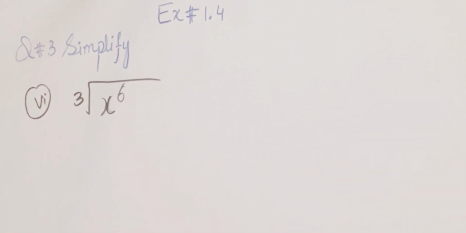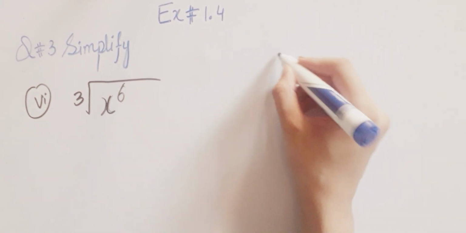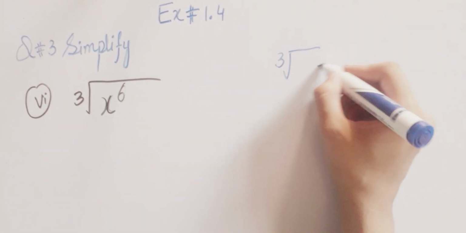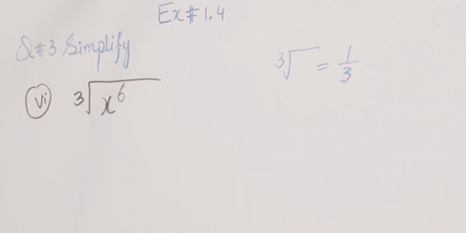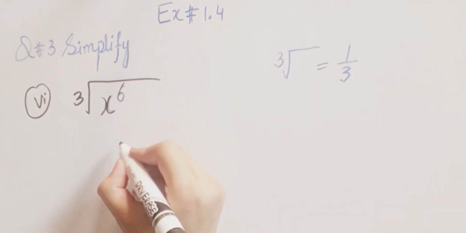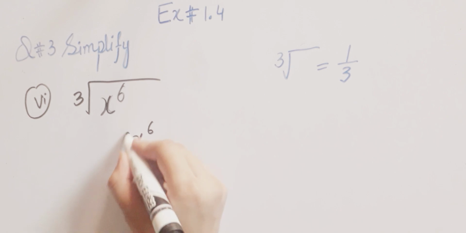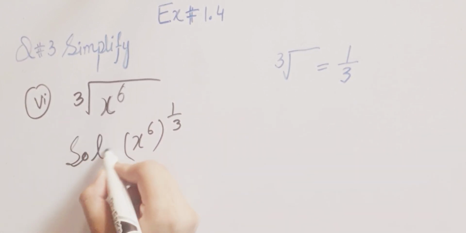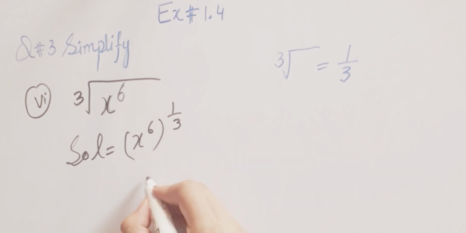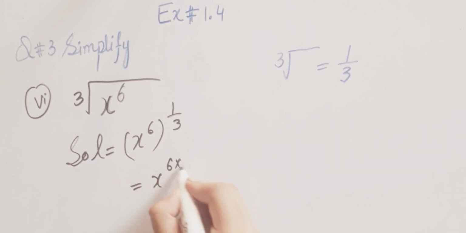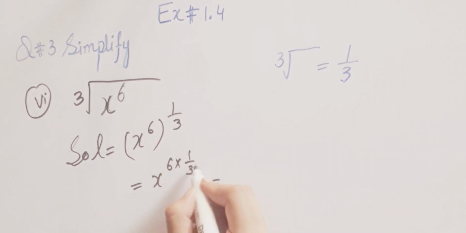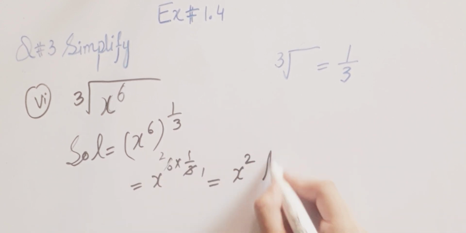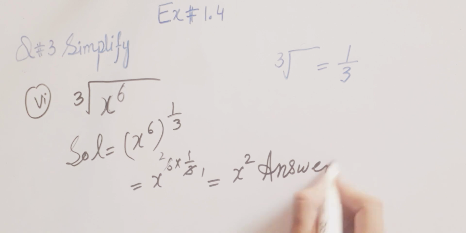Now we have cube root of x power 6. We know that cube root is equal to power 1 by 3. So x power 6 whole power 1 by 3. Now 6 will be multiplied by 1 by 3. We have x power 6 multiplied by 1 by 3. When 6 is divided by 3, we have 2. So x power 2 is the answer of this question. I hope you understand.